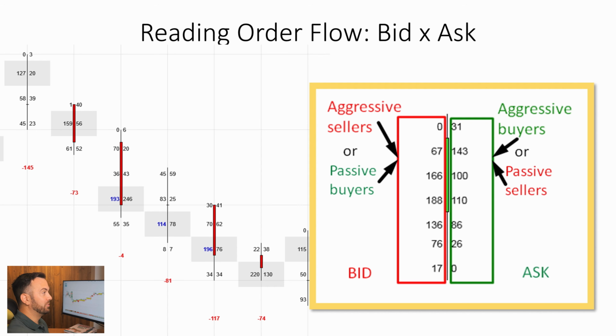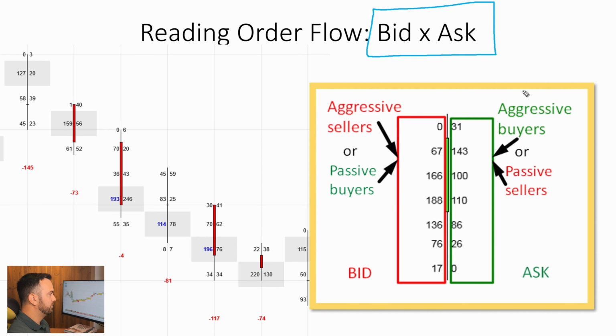Now let's talk about reading order flow. There's one very crucial thing that I need to start with. It could be a bit difficult to understand, but it's critical to understand. Many order flow traders don't know this, and until they learn it, they just keep on guessing and wondering why the market did this and why the market did that. The thing is, bid and ask, and the difference between aggressive traders and passive traders.